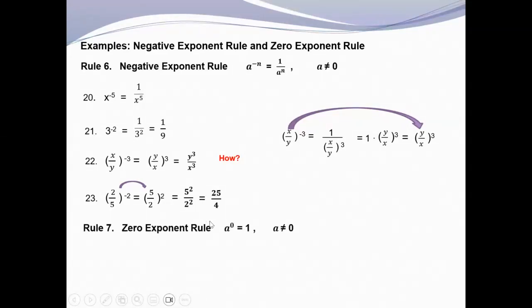Now let's do the zero exponent rule. Anything to a 0 power will give you 1. For example, a to the 0 is equal to 1. x to the 0 is equal to 1. Parentheses 5xyz to the 0 power is also equal to 1.